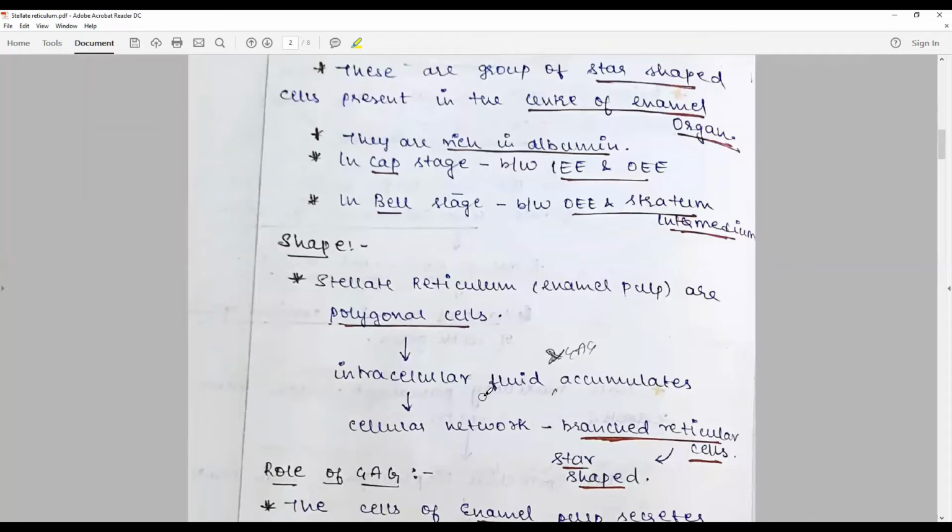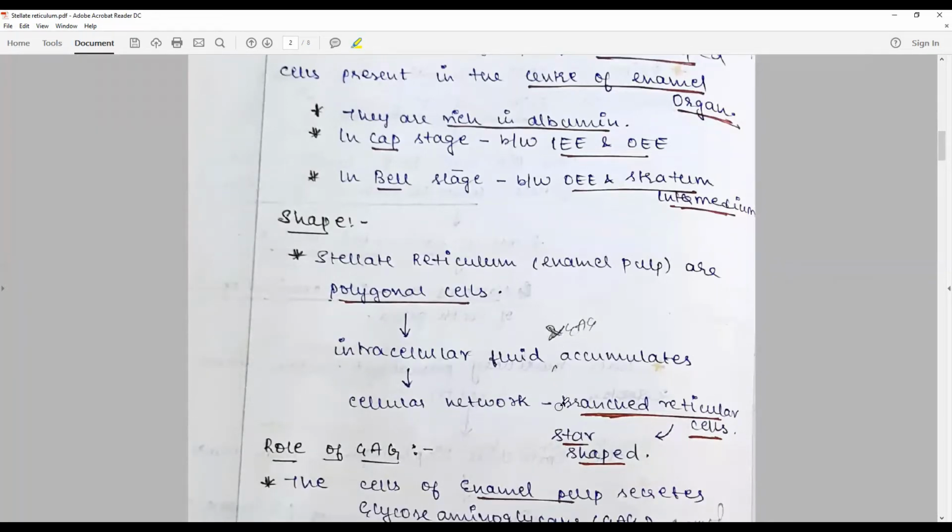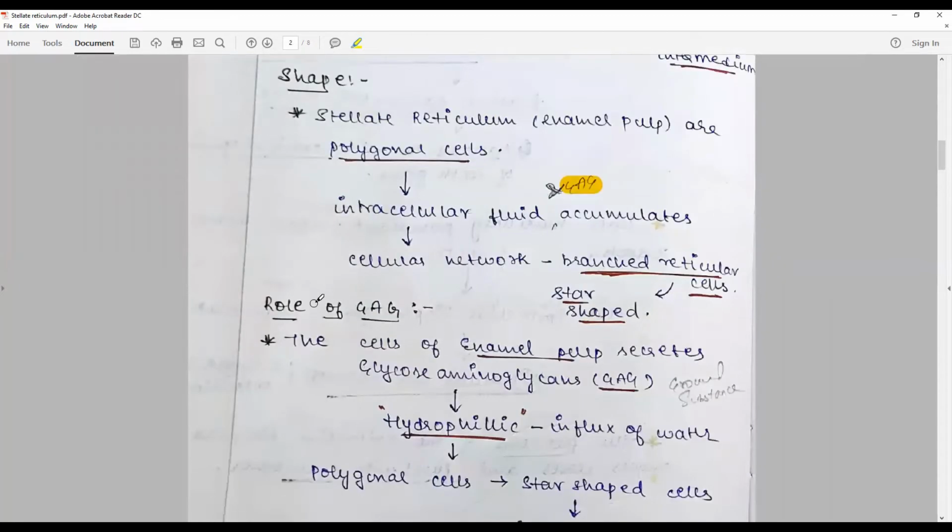They are rich in intracellular fluid, especially the ground substance, and accumulate as a cellular network that appears as branched reticular cells or star-shaped cells. Glycosaminoglycans: the role of the glycosaminoglycans. The cells of the enamel organ secrete glycosaminoglycans, which are stored here. They are the ground substance.